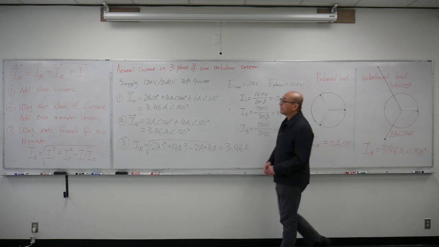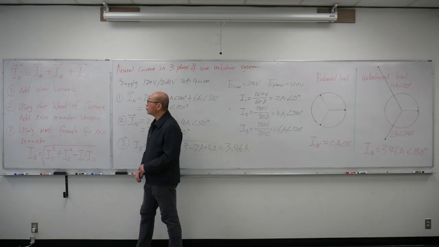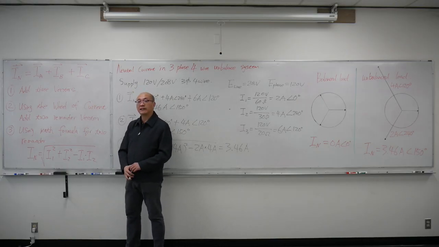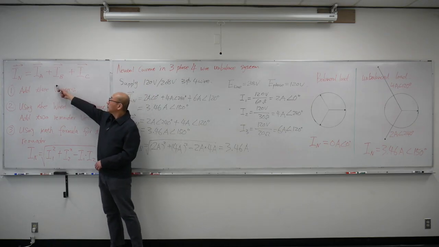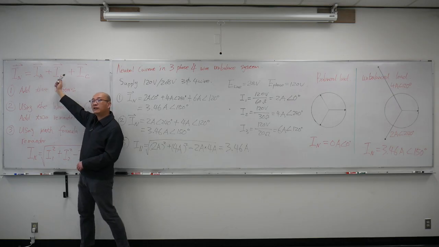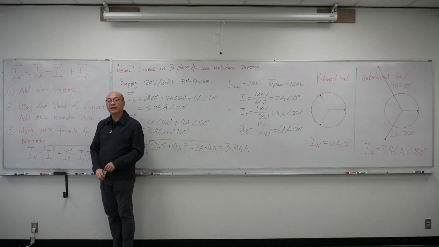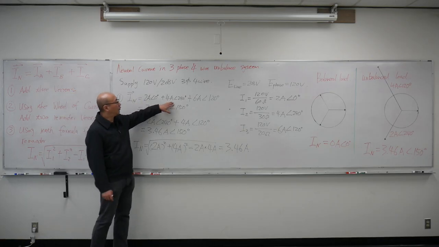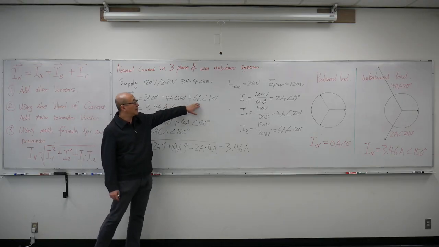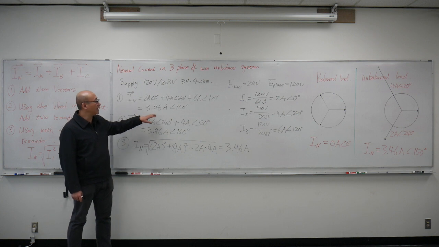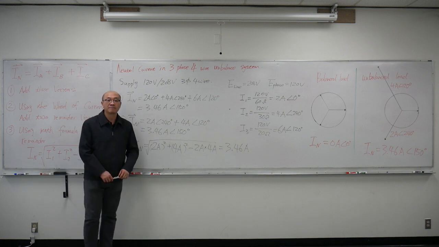Here are 3 different ways we can calculate the neutral current. The first way is to add all 3 vectors together, using the formula: neutral current equals the 3 current vectors added together. Here's my calculation. Neutral current equals 2 amp at 0 degree, 4 amp at 240 degree, 6 amp at 120 degree. I get a value of 3.46 amp at 150 degree.